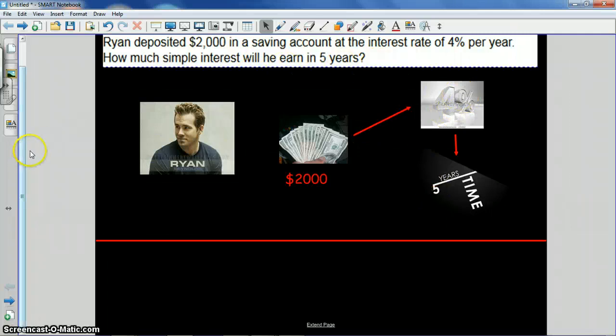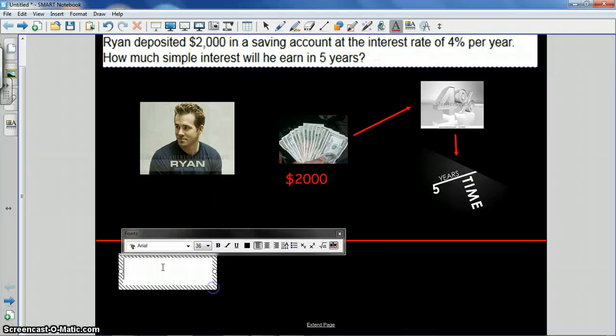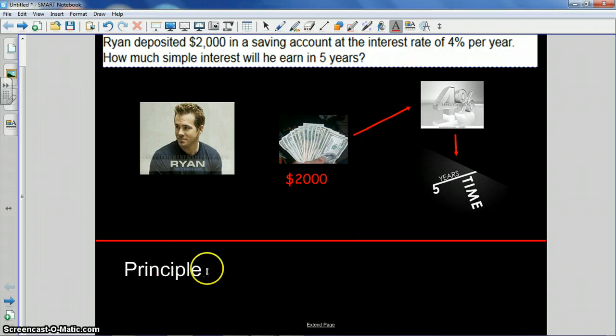And just in case you don't know, there are some important keywords that we need to know from this. So let's go over what those words are very quickly here. The first one, let's change our font so you can actually see it. The first one is principal.